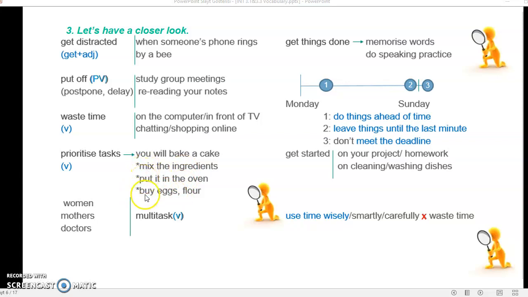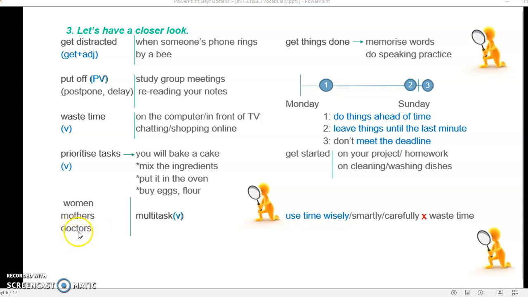See, we prioritize tasks. In multitask, you have different tasks and you do all of them together. For example, they say women can multitask, but men can't. And mothers have to multitask because they have to do cleaning, taking care of the kids, and cooking all at the same time.